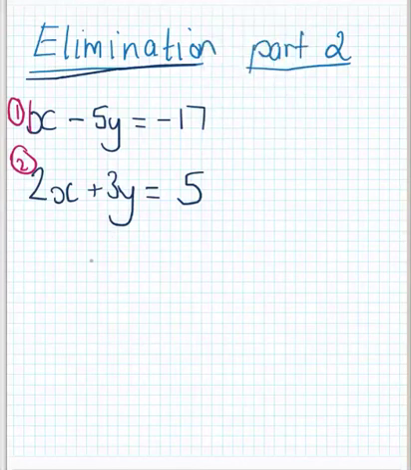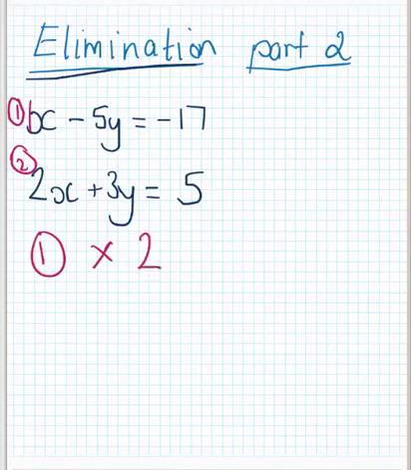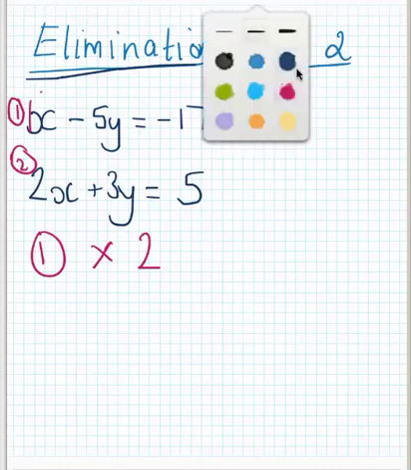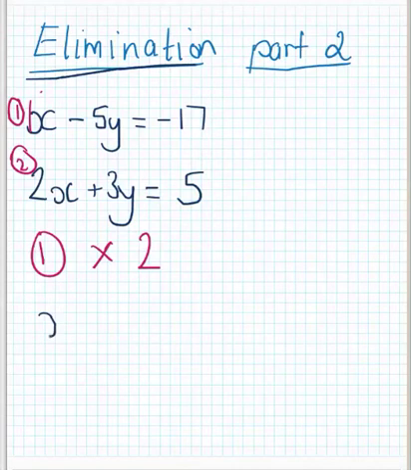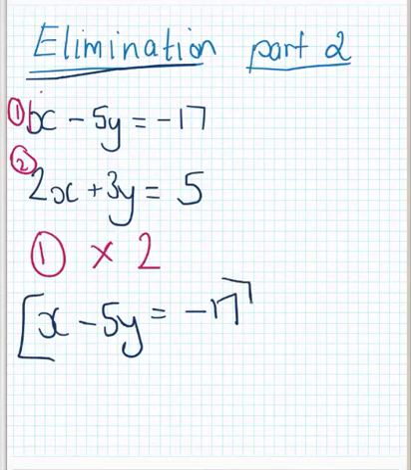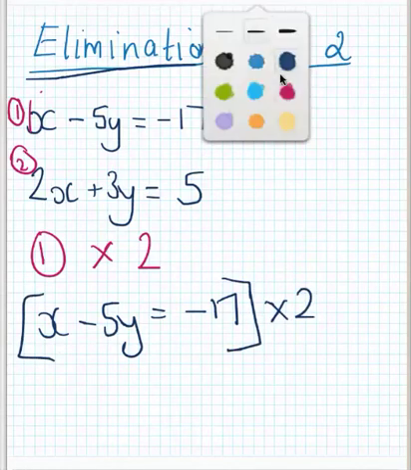So I'll write some working out to explain what I'm doing. I'm getting equation 1 and multiplying equation 1 by the number 2. So all of equation 1 by 2. I'm going to write what I have down here. Actually, no, I'll do it separately so we can see the question. So I've got x minus 5y equals negative 17, and I'm going to multiply all of this by 2. And let's see what we get.